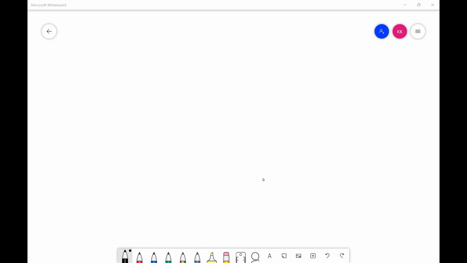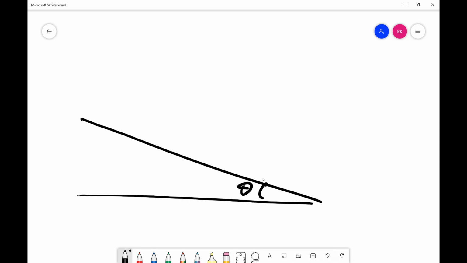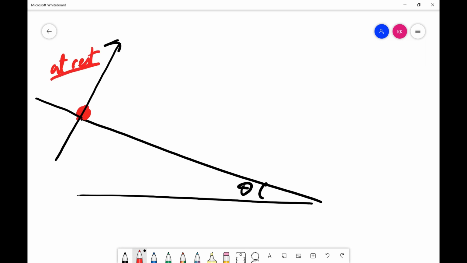All right, so let's basically consider an incline like this. Here's angle theta. And let's have the object here, let's say at the top of an incline. Now, if you have an object at the top of an incline, and let's say the object is at rest, it means that it's in static equilibrium.